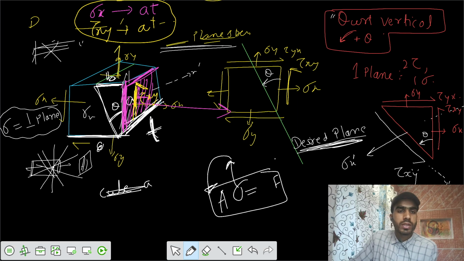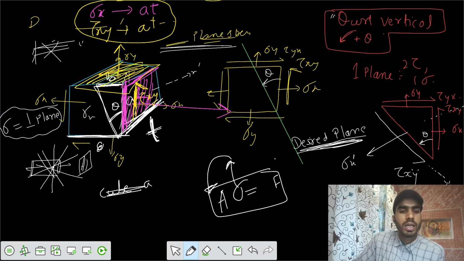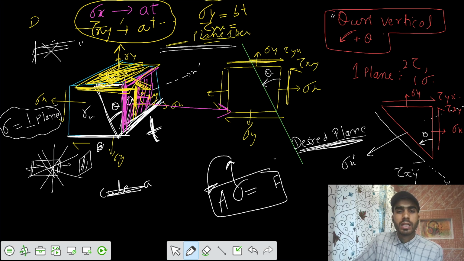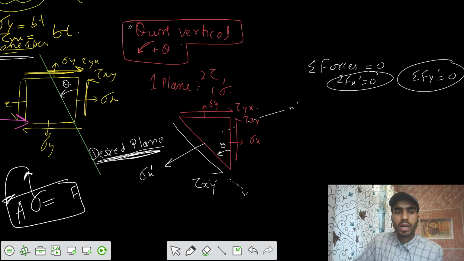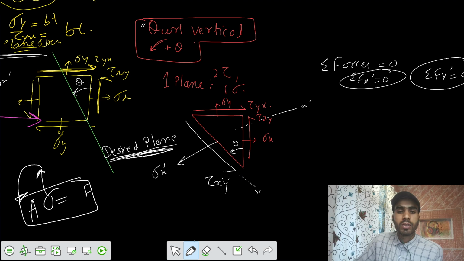Similarly, your normal stress sigma y is acting on this particular plane, which I would write as b into t. Sigma y is acting on an area of b into t. Similarly, your shear stress tau yx is also acting on the same plane, b into t. And when you cut the section, sigma x dash is acting on a particular plane, and tau xy dash is acting on a particular plane.